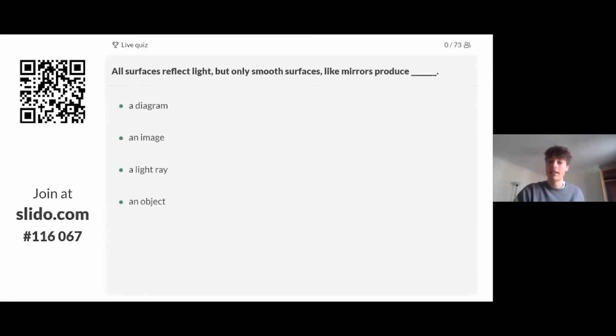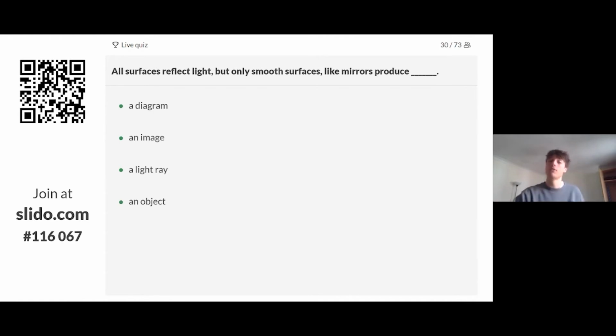So all surfaces reflect light. How do we know that all surfaces reflect light? Because we can see all surfaces. If I look outside and look at the car, why do I see the car? That's because light reflects off the car, reaches my eye, and I can see the car. Why do I see my computer? Because light is reflected off my computer and reaches my eye. Why can I see the wall? Well, because light from the sun reaches the wall, is reflected off the wall and reaches my eye, which means I can see the wall.